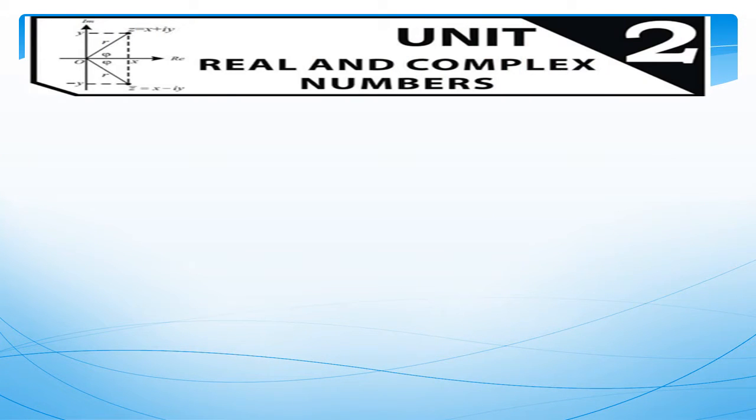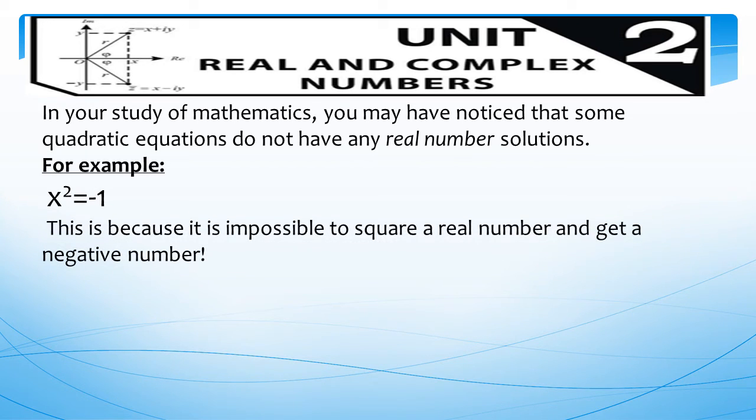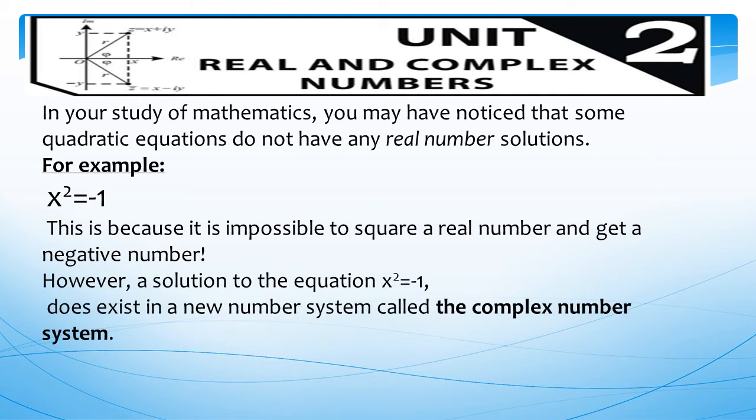Unit number 2, Real and Complex Numbers. Students, in your study of mathematics, you may have noticed that some quadratic equations do not have any real number solutions. For example, x squared is equal to minus 1. This is because it is impossible to square a real number and get a negative number. However, a solution to the equation x squared is equal to minus 1 does exist in a new number system called the complex number system.